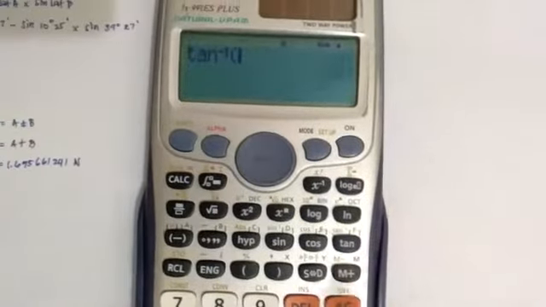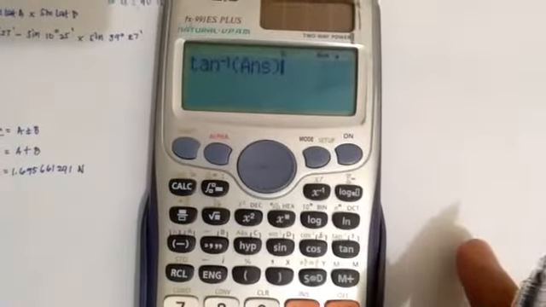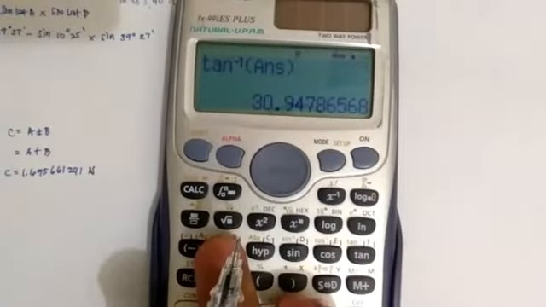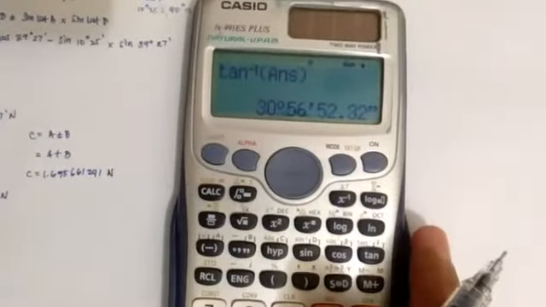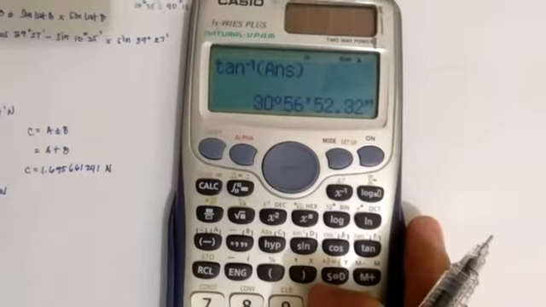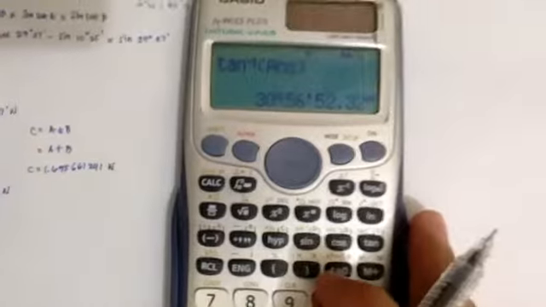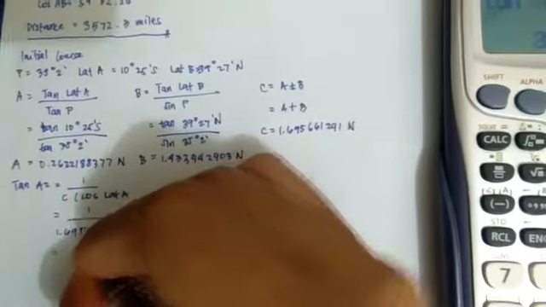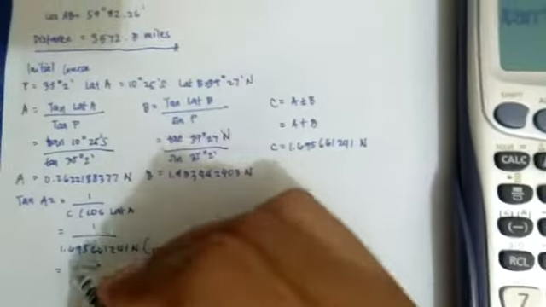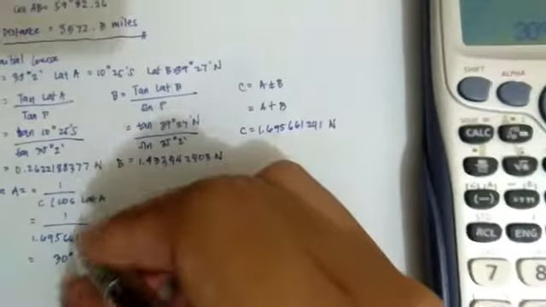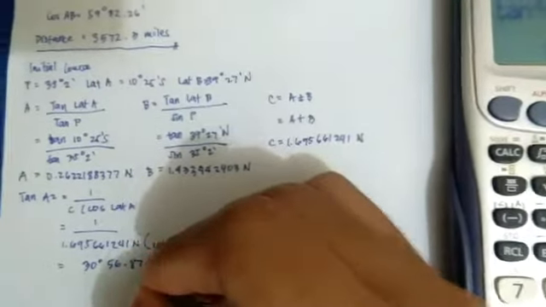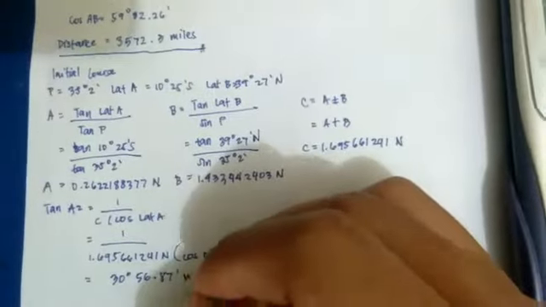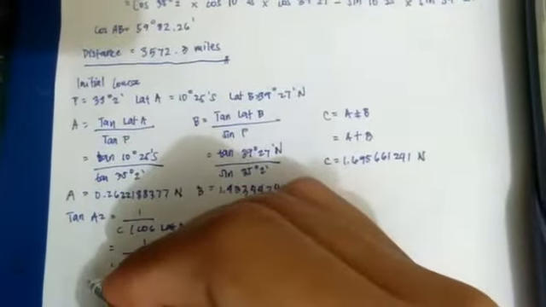Since tan is here, we need to inverse it. So shift tan to inverse and the answer to get our final initial course. So our initial course would be 30 degrees and 56.87 minutes west and north. That would be our initial course.